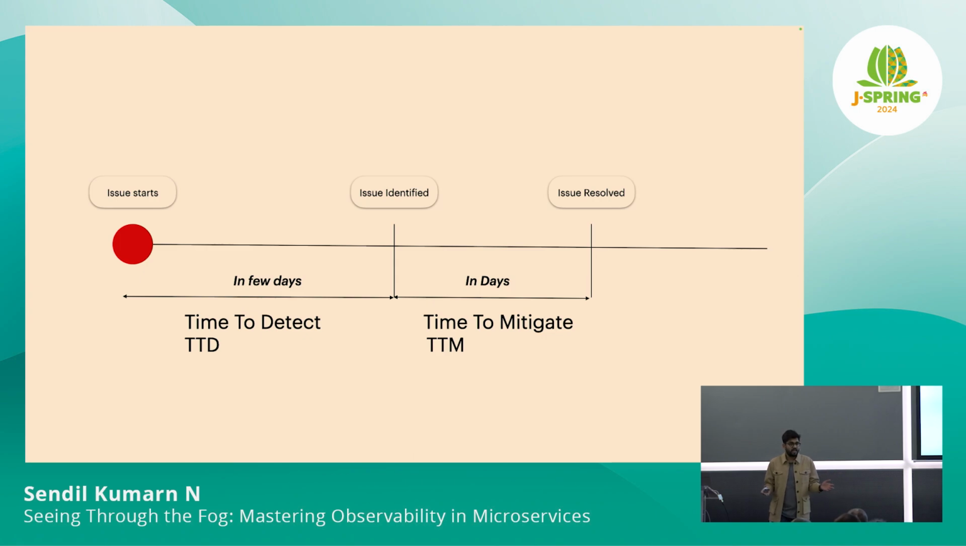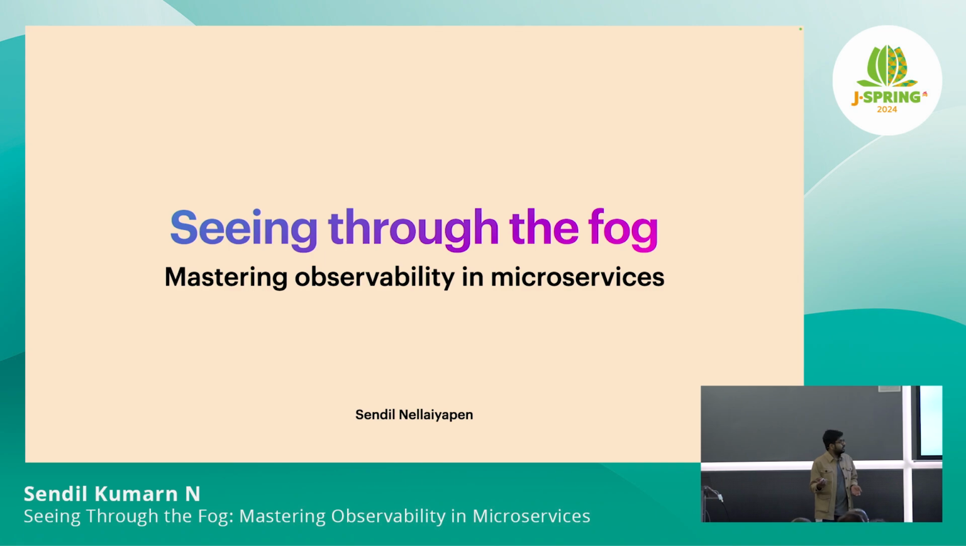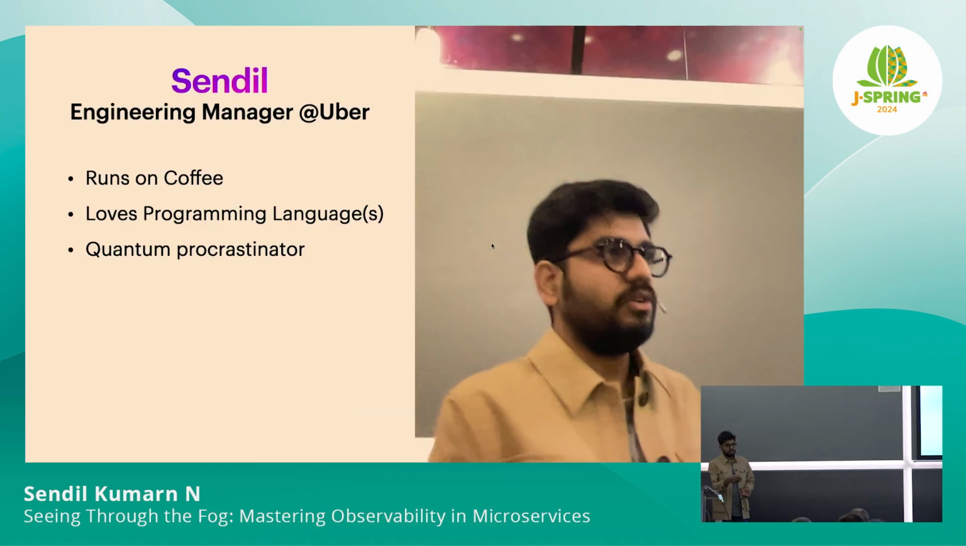And in terms of it, it's going to take longer for you to mitigate a particular piece in this world. And we always want to reduce this timeline, right? Once you reduce your time to detect and time to mitigate, fortunately, if you can automate your time to detect, that's where observability comes into the picture. So that is the talk, seeing through the fog, mastering observability in microservices. We will go through that.